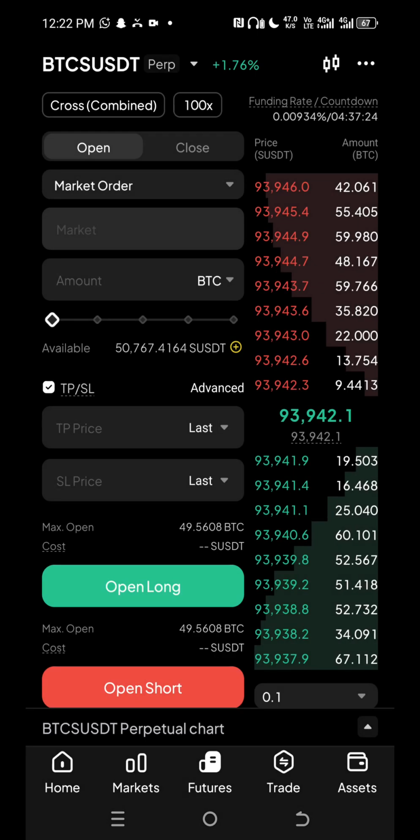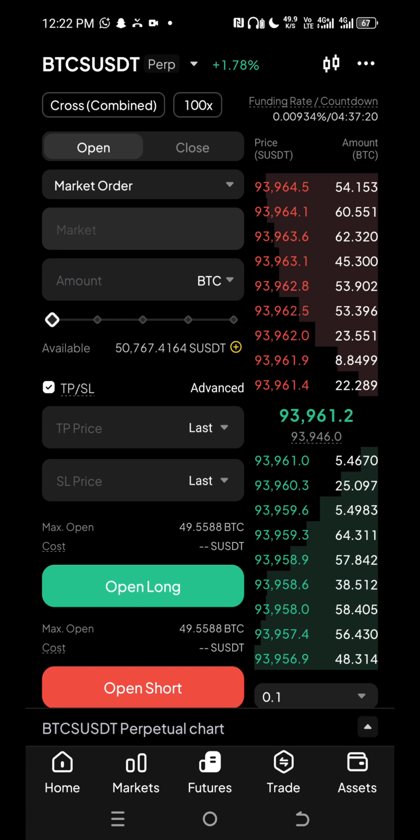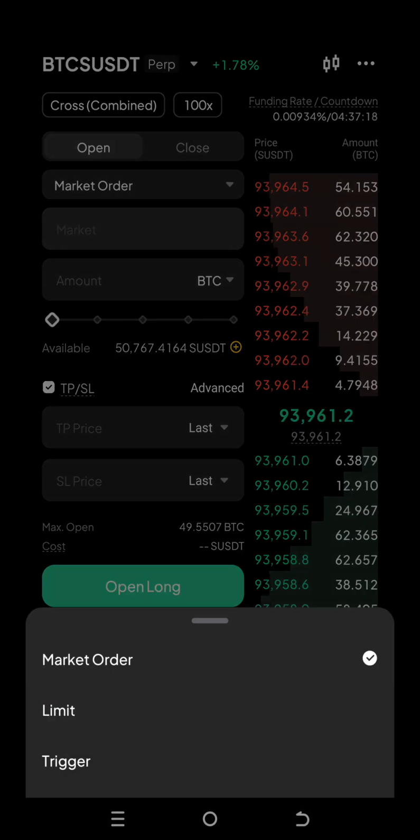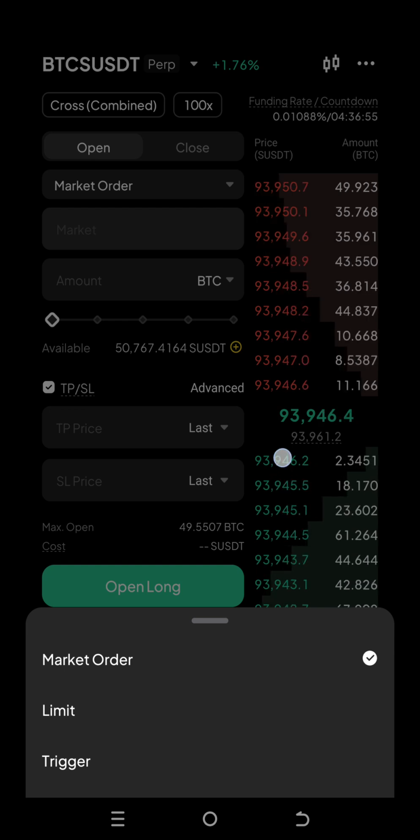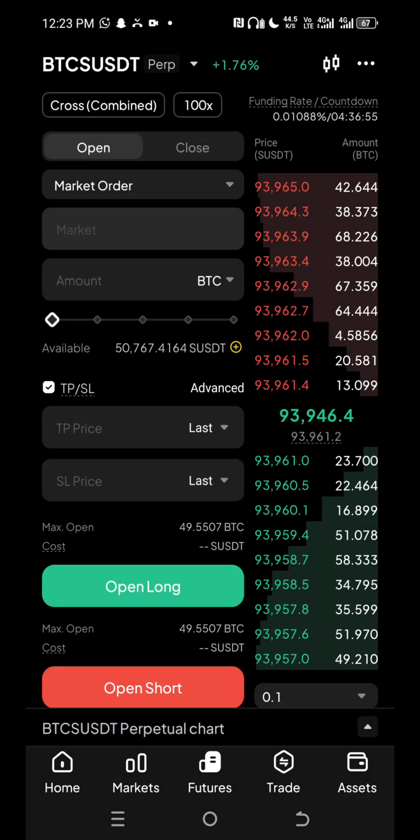So I'm confirming with 100x. Now here you can see market order, and you can see limits. When you are trading with limits, it means you don't want the trade to activate at the current market price. You want it to activate at a particular point where you want to set it. Probably that point is not yet up, so you want to set it.